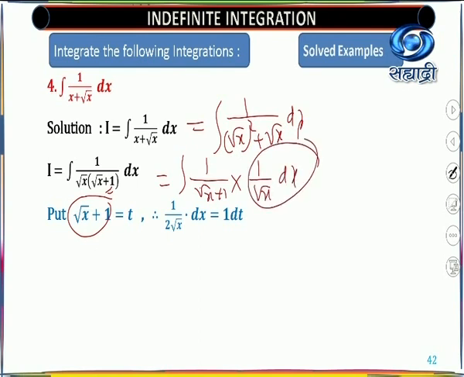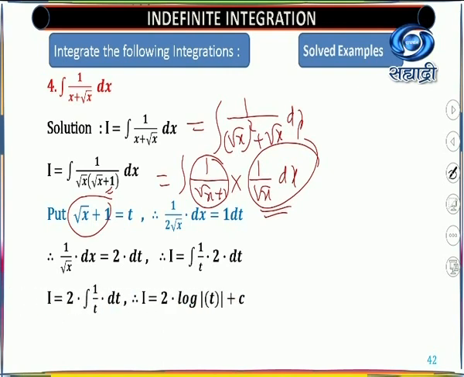Now look at here. This is easiest, 1 upon root x. If you substitute root x plus 1 equal to t, 1 upon 2 root x dx equal to 1 dt. Take 2 to the other side. You will get this as 1 upon root x dx equal to 2 dt. Now immediately you substitute. What does your integration become? This becomes 1 upon t. This becomes 2 dt. So if you substitute here, you know that 2 is a constant. You are able to take that outside. You will get integral of 1 upon t dt.